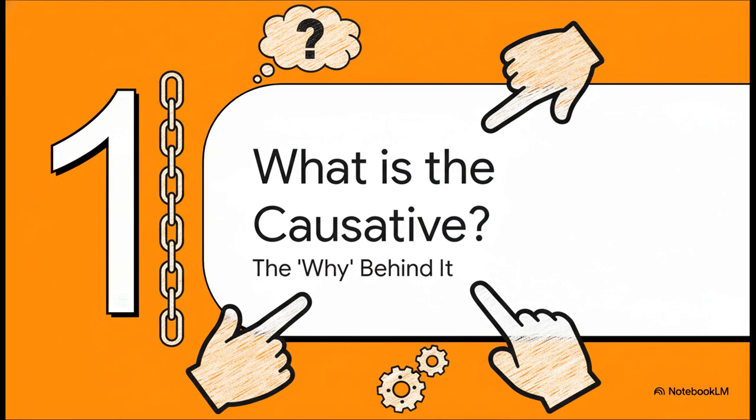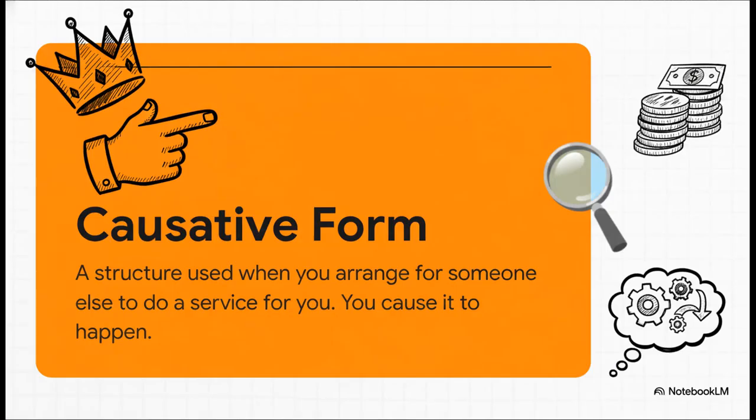Okay, so first things first, let's start with the basics. What exactly is this causative thing, and maybe more importantly, why should we even use it? The easiest way to think about it is this. You're the boss. You're the one paying for something, or asking for a service, or just arranging for a job to be done by somebody else. You don't do the action, but you cause it to happen.